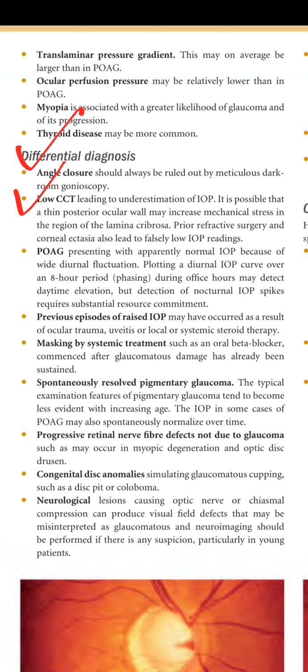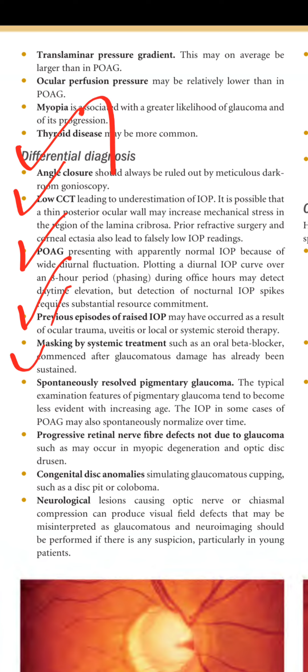So intermittent angle closure and low CCT POAG can present with an apparently normal IOP because of wide diurnal fluctuation. Plotting a diurnal IOP curve over an 8-hour period during office hours may detect daytime elevation, but detection of nocturnal IOP spikes requires substantial resource commitment. Previous episodes of raised IOP may have occurred as a result of ocular trauma, uveitis, or local or systemic steroid therapy. Masking by systemic treatment such as an oral beta blocker commenced after glaucomatous damage has already been sustained.